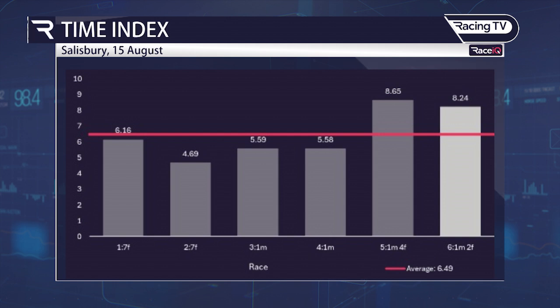And Fox Legacy in the last put up a very good score of 8.24. Second last, just slightly better, 8.65. Average on the day, 6.49. The ground perhaps a little bit tighter than on day 1. Let's have a look at Fox Legacy then.